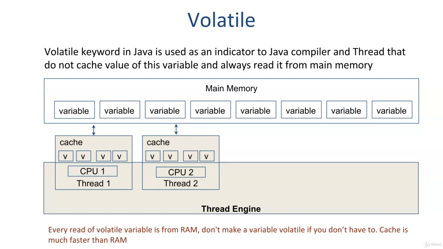So when you define a variable as volatile, the thread is instructed not to make a local copy of that variable. If this variable is volatile, then thread 1 and thread 2 will not have a local copy of this variable, and whenever thread 1 needs to operate on this variable, it will always look for it in the main memory. The same is the case with thread 2.